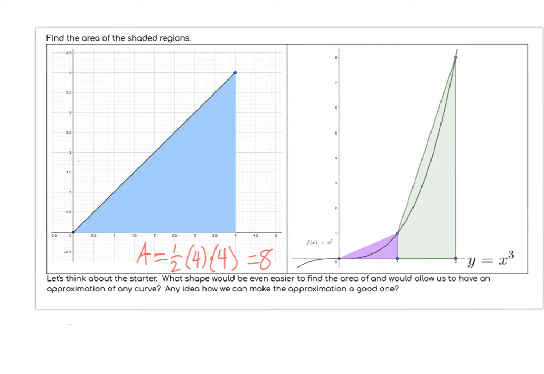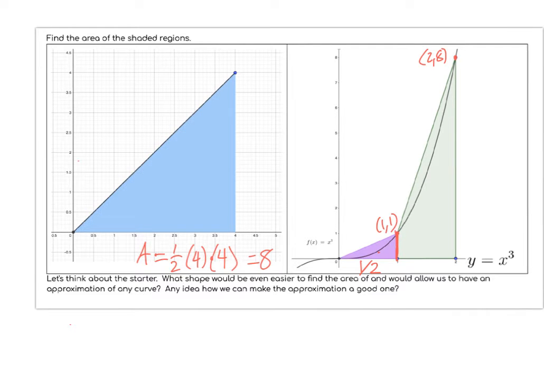Okay, so at 1, what's the height here? That's x cubed. 1 cubed is going to be 1. And at 2, this is going to be the point (2, 8). So we've got a triangle here that's going to be 1 across, 1 up, so that would be an area of 1/2. And here we've got a trapezoid.